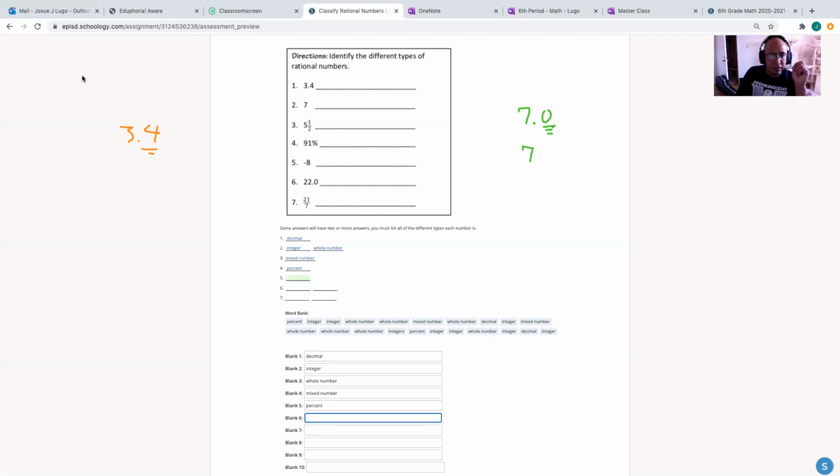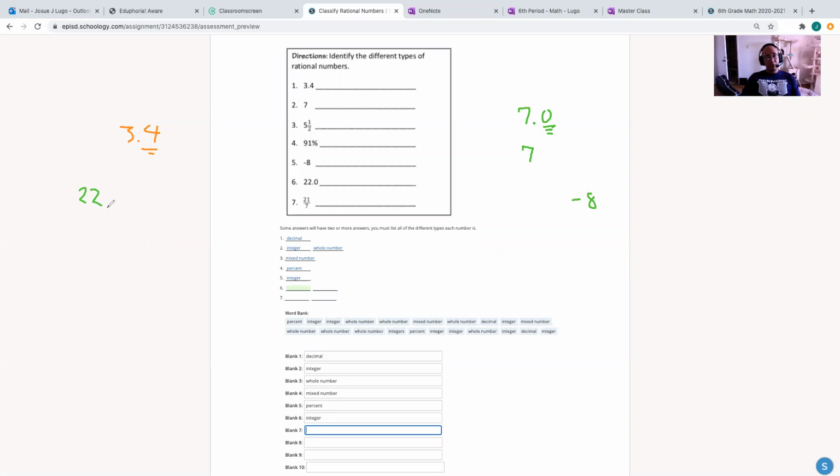Number 5, which is blank 6, as you can see. We have a negative 8. Does that have a decimal value? No. So it is an integer. It's not a whole number because it's negative. Remember, whole numbers have to be positive, but it is an integer. It doesn't have a decimal value.